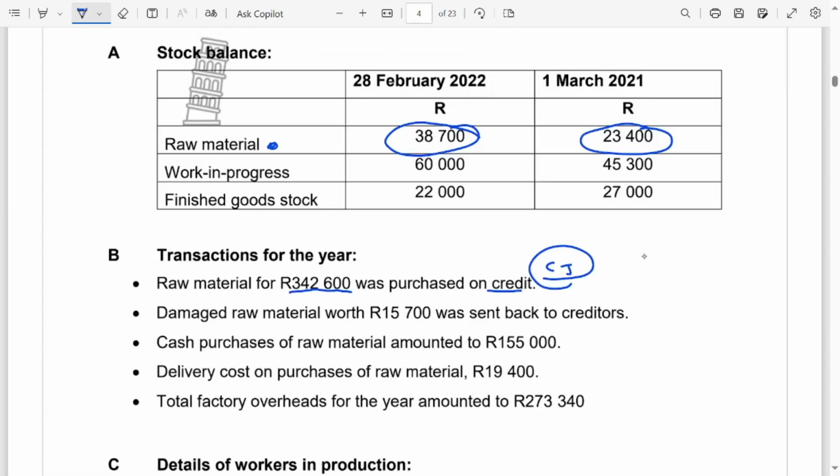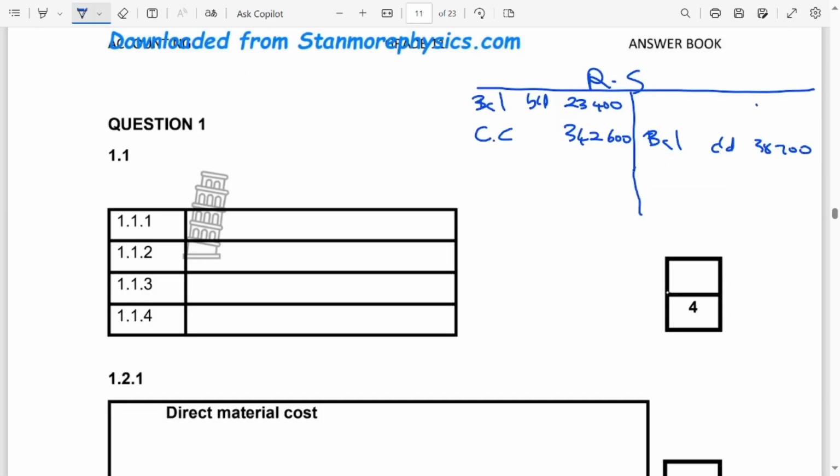And then raw material worth 15,700 was sent back to the creditors. Which journal is this one? This is a CAJ because we are returning the raw material back to the creditors. So when we are returning the raw material back to the creditors, the raw material is going to decrease, and it decreases on the credit side. So the account here is creditors control.